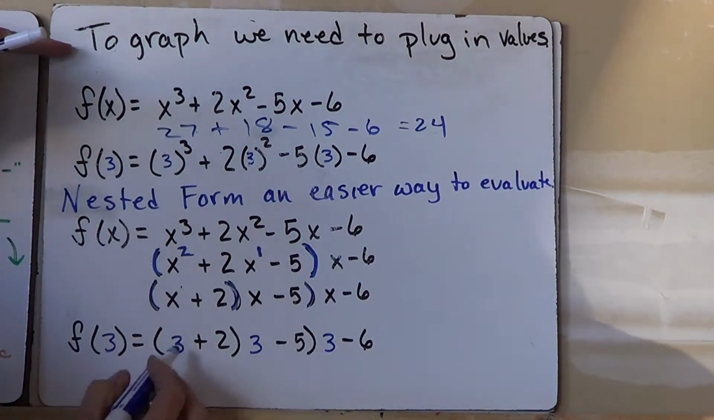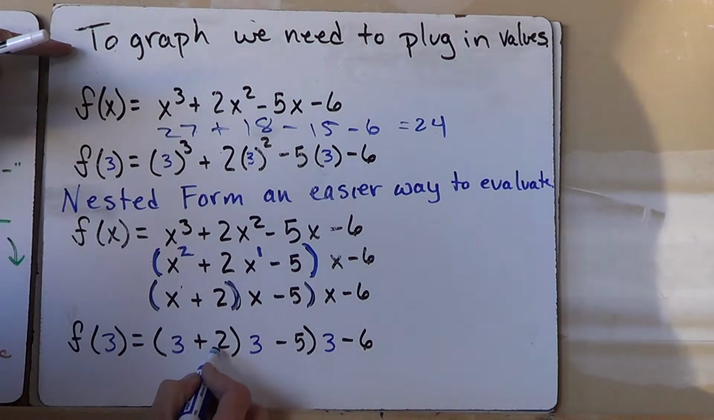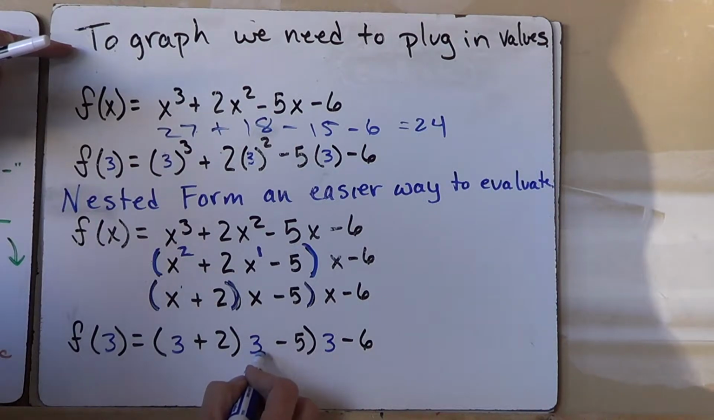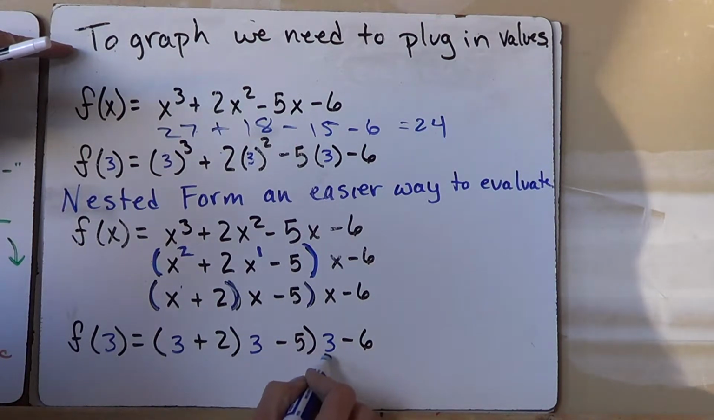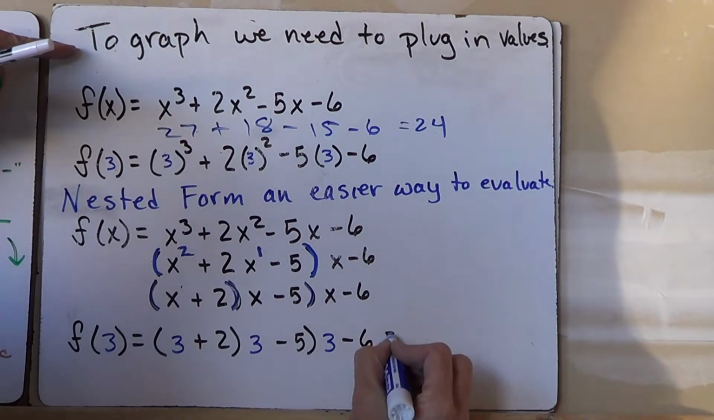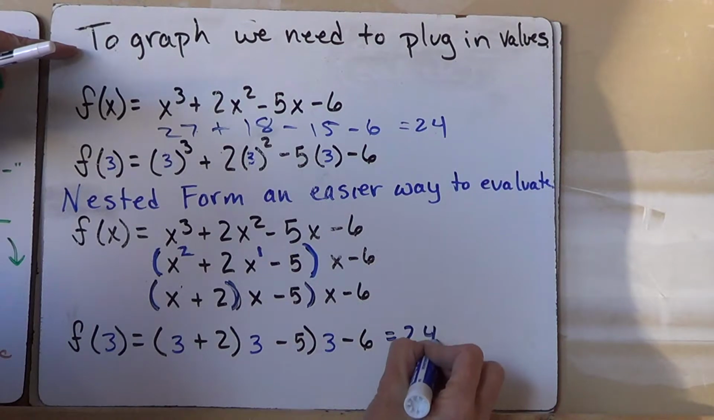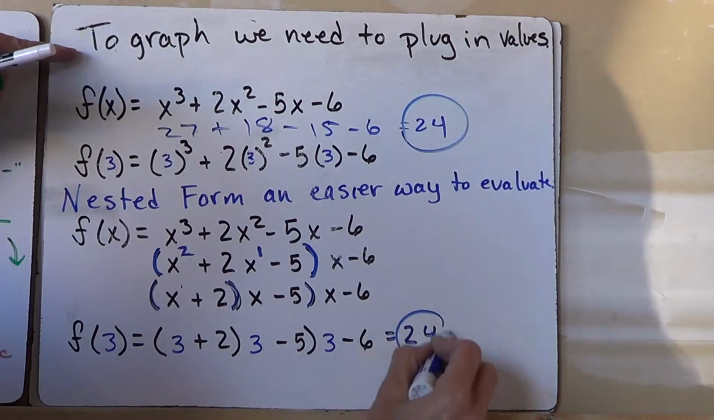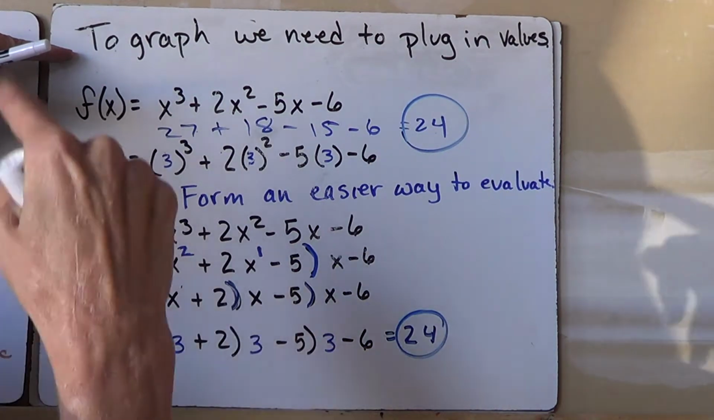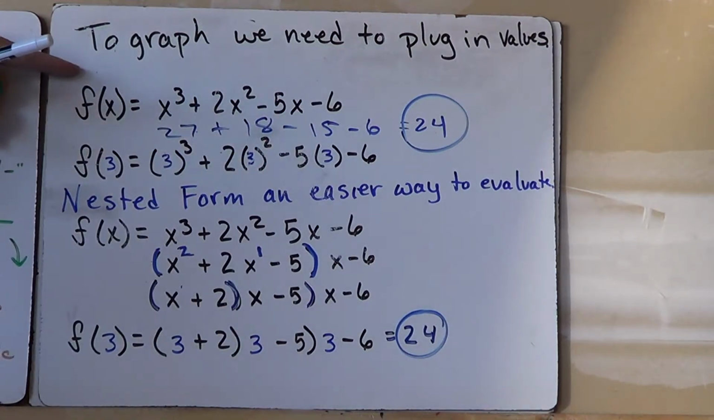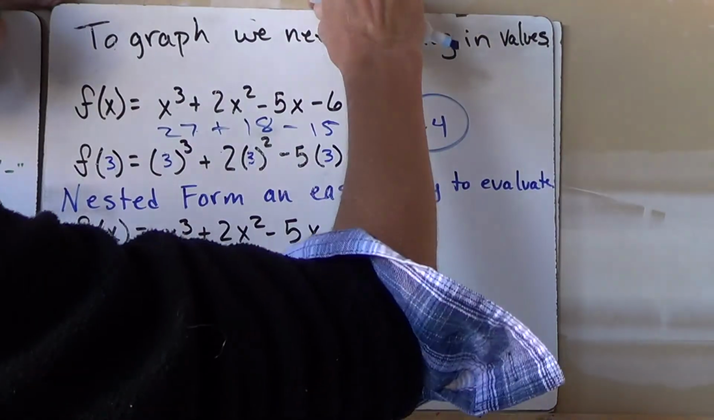Now we plug in our 3. So 3 plus 2 is 5. 5 times 3 is 15. 15 minus 5 is 10. 10 times 3 is 30. 30 minus 6 is 24. So you get the same value, but this way is a lot easier to be thinking in your head how to value it. And I want you guys to get good at that. We'll practice it a lot.